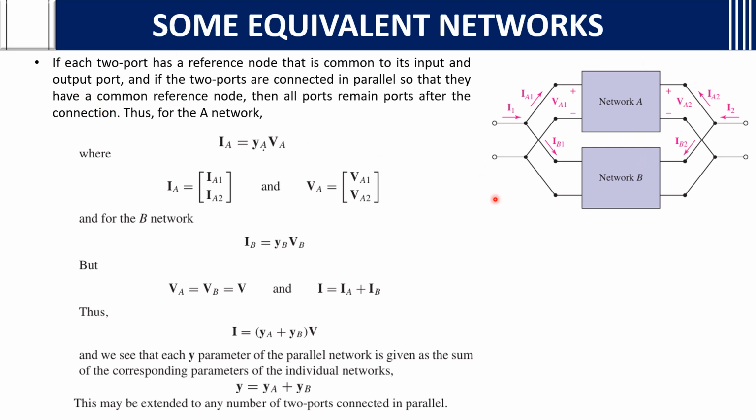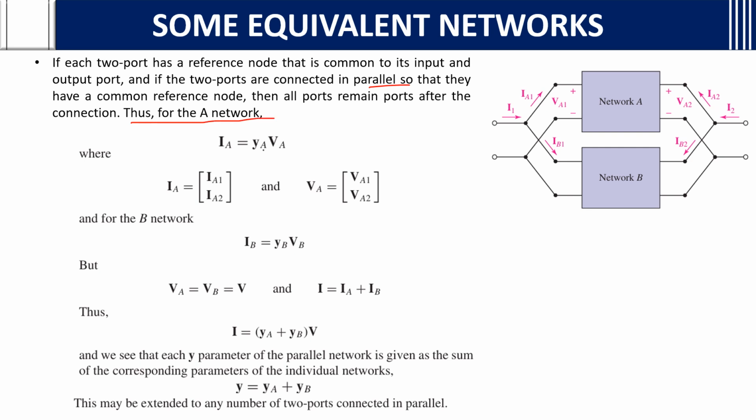Here if you see there is a network. Each two port has a reference node that is common to its input and output port. If you see here, the two inputs have a common node, and the output ports are also common. So it is connected in the form of parallel, we can say. If the two ports are connected in parallel so that they have a common reference node, then all ports remain ports after the connection.